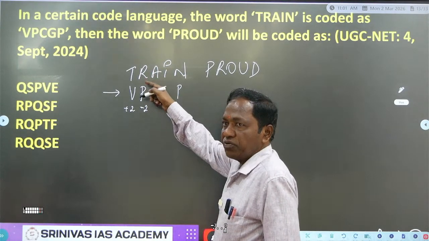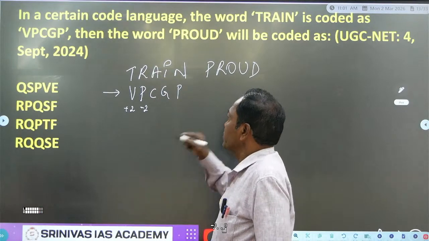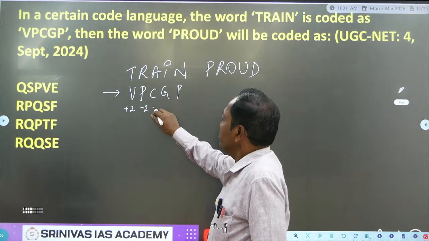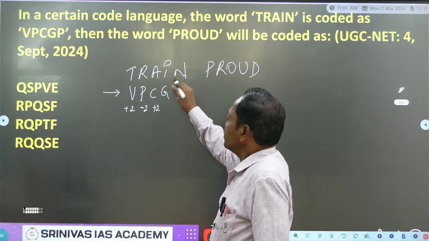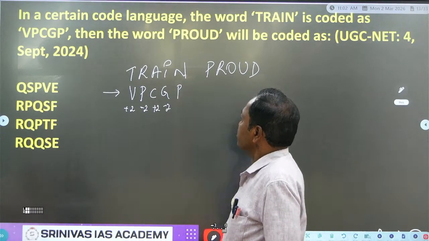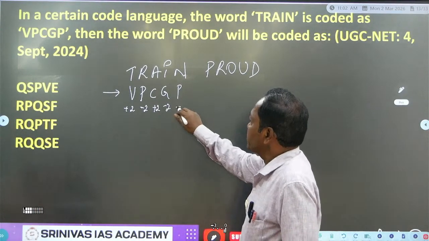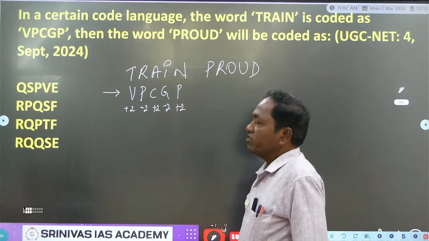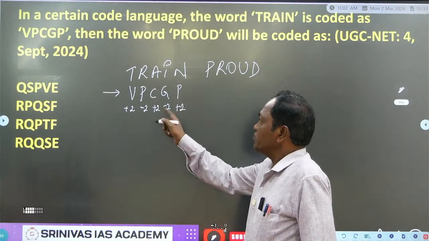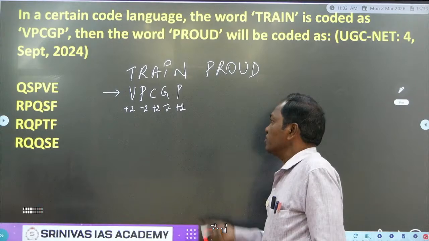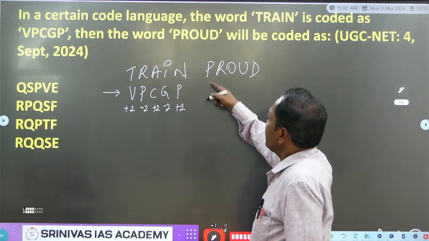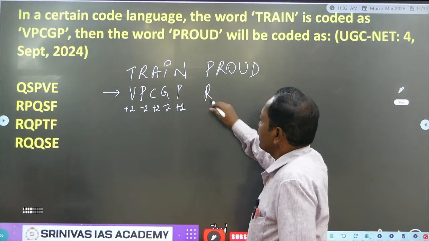P, after P is what? Q. Next to R, minus 2. A, B, C, plus 2. H, I, minus 2. N, O, P, plus 2. I think the sequence is well known: plus 2, minus 2, plus 2, minus 2, plus 2, minus 2. Okay, plus 2, P, Q, R. Can take. See the options.